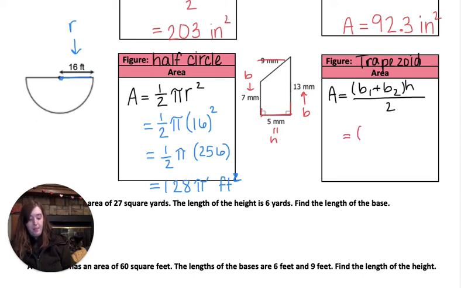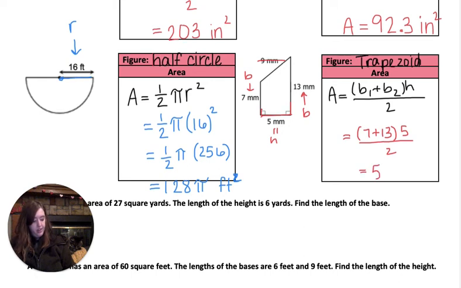So we'll add together our bases, 7 plus 13. Multiply that by our height of 5. And then divide that whole thing by 2. We'll pop that into our calculator and end up with 50. And then we've got millimeters squared, or square millimeters, however you want to say it. But the squared does not go on the number. It goes on the letters. It goes on the units.